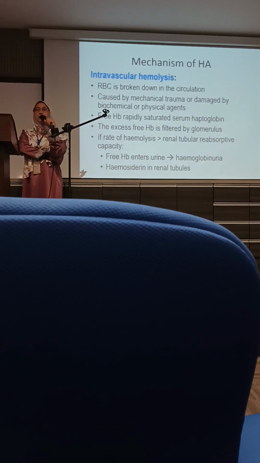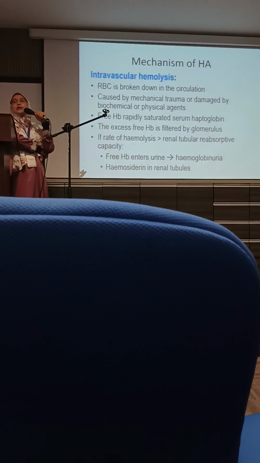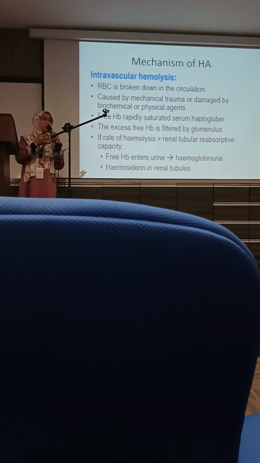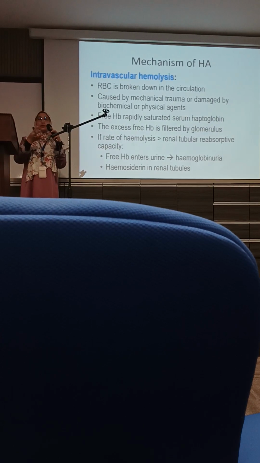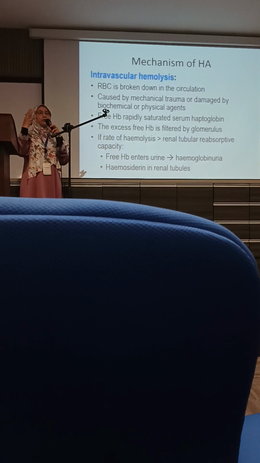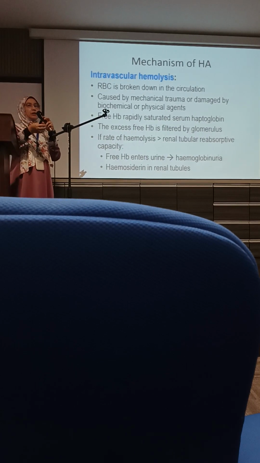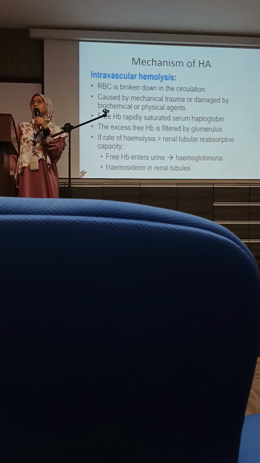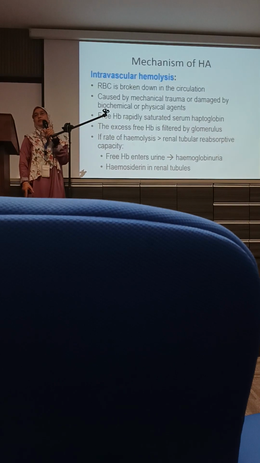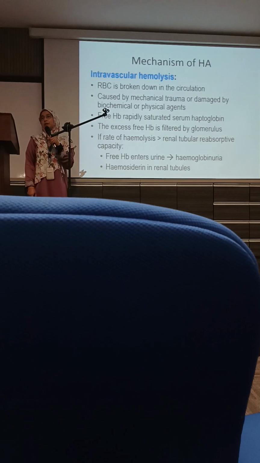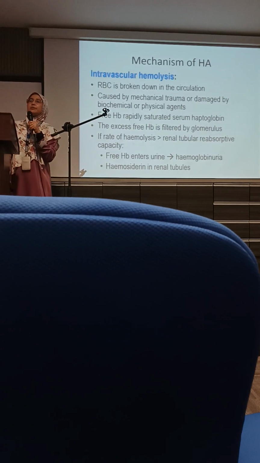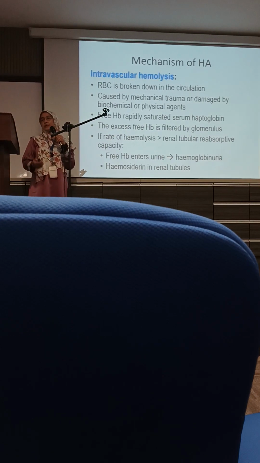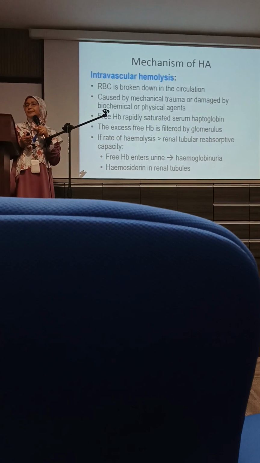Okay, haptoglobin is a protein in the blood, in the plasma. Okay, so kalau you ada free hemoglobin dalam plasma, haptoglobin akan bind dengan dia, because free hemoglobin is toxic. Tapi kalau haptoglobin tu dah penuh, dah saturated, dia akan jadi free hemoglobin lah. Okay, so the excess free hemoglobin is filtered by the glomerulus. If the rate of hemolysis is more than renal tubular reabsorptive capacity, you akan nampak free hemoglobin in the urine as hemoglobinuria and hemosiderin in the renal tubular cells.